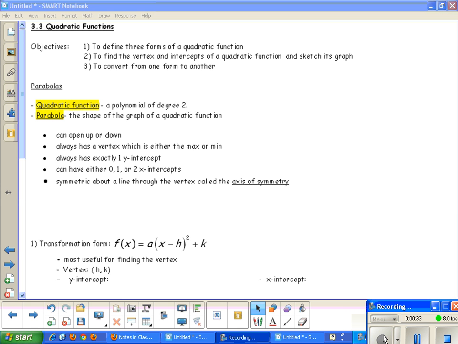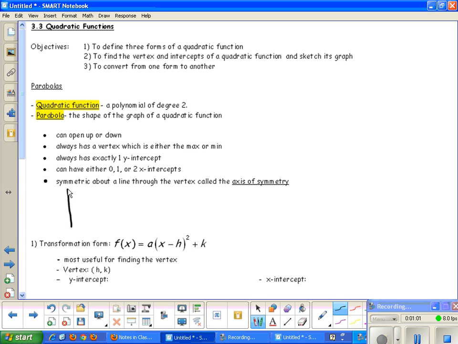Some specific things we need to know is that the parabola can open up or can open down. It always has a vertex, which either is a maximum or minimum, depending on how it's opening. It always will have exactly one y-intercept because at some point your graph will have to cross the y-axis. It can have either 0, 1, or 2 x-intercepts, which we'll talk about in just a second, and it's symmetric about a line through the vertex called the axis of symmetry.